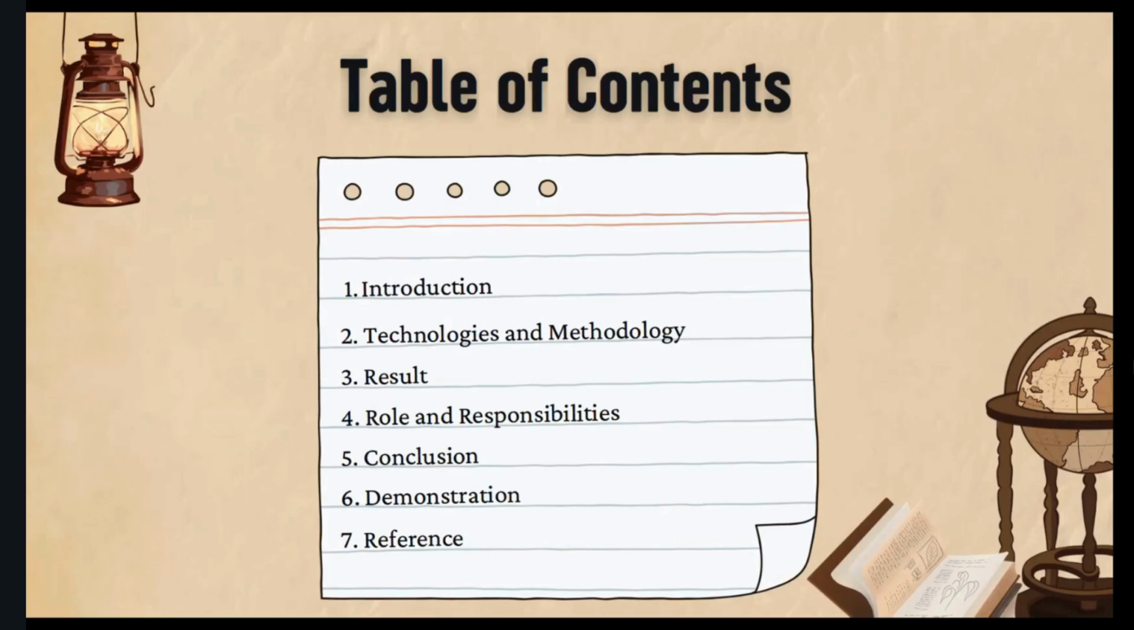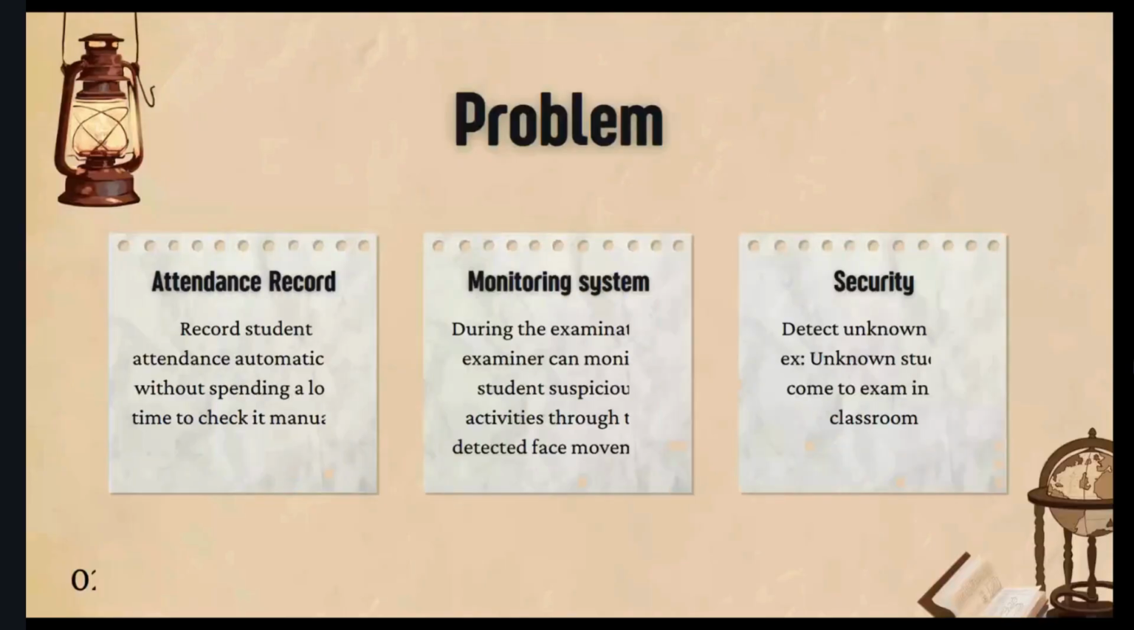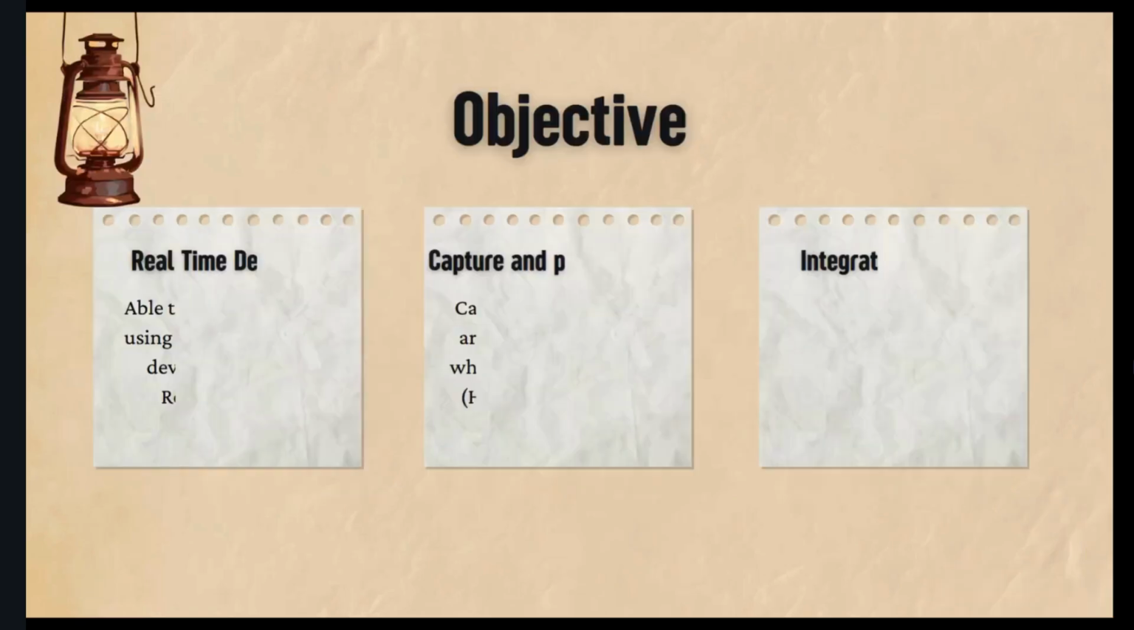And now let's move to the first part of our presentation, the introduction. What is the problem of our topic? Here, we have divided it into 3 main parts: attendance recording, monitoring system, and security. So why is it a problem? If you want to track or check attendance manually, you need a lot of time, and you cannot monitor other students' activity during the examination. And importantly, you can detect who is a student and who is not a student coming into class.